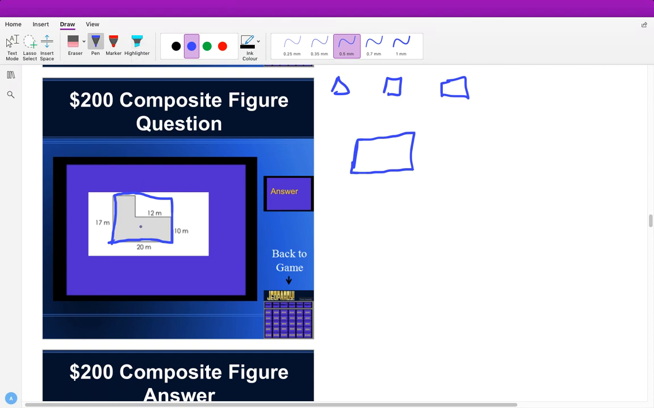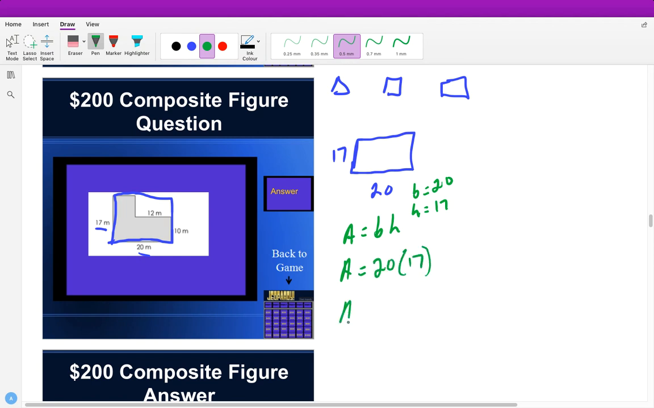So if I look at this entire rectangle, I see I have 20 and 17. So if I'm going to solve for the area of this rectangle, I know that my area is equal to base times height. I know that my base is equal to 20. My height is equal to 17. So my area is equal to 20 times 17, which is equal to 340. But we solved for this entire figure.